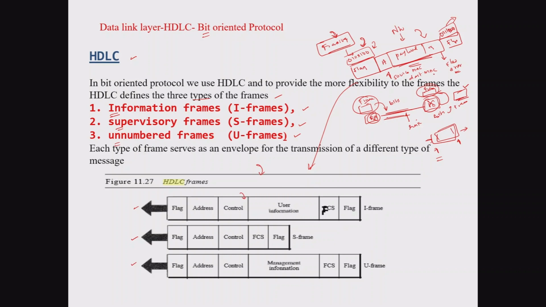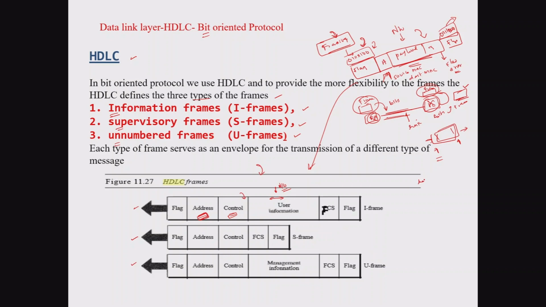Now see, as I told you, the payload is nothing but the information received from the network layer, nothing but layer 3, right? In the header portion we add the address, that is, the source MAC address as well as the destination MAC address, right? As I told you, again we will have the piggybacking concept, right?